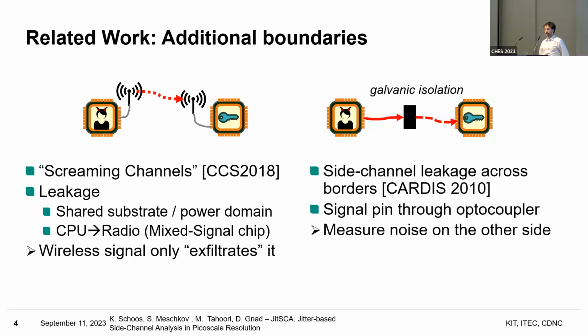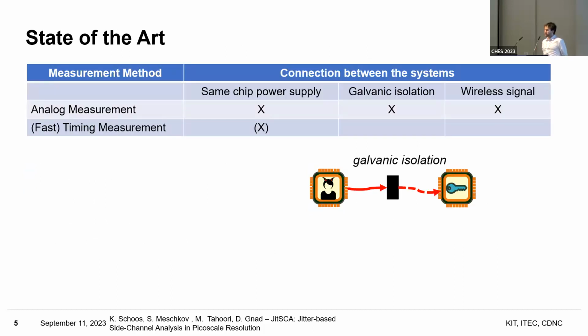despite there being no direct electrical connection. So in the state of the art, what we've seen, I sum up here again: we had the same chip power supply, we had something through galvanic isolation and wireless signal. However, most of these things have been using analog measurement, whereas we didn't see timing measurement. You could consider that in the last presentation you have seen, this is actually a timing measurement. So I put the X in brackets, so it's kind of a timing measurement as a surrogate for power. For galvanic isolation, however, we have not seen this. So this is the gap that we fill with this paper.